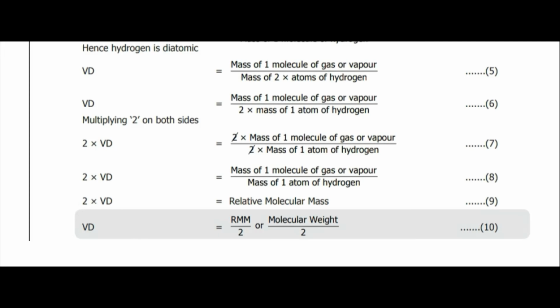Next, 2 into vapor density is equal to this thing, you write relative molecular mass. Take this as equation number 9. Vapor density VD is equal to RMM divided by 2. What is RMM? Relative molecular mass, or you can rewrite as molecular weight divided by 2.